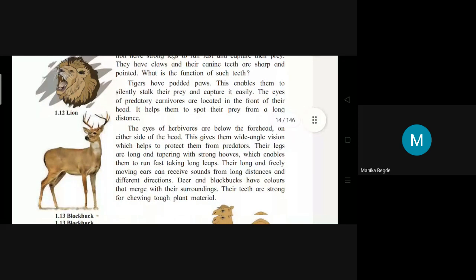The tigers have padded paws. Why do they have padded paws? So that they can walk silently to their prey and capture it very easily. The eyes of these carnivorous animals are located in front of their heads. That helps them to spot their prey from a very long distance.